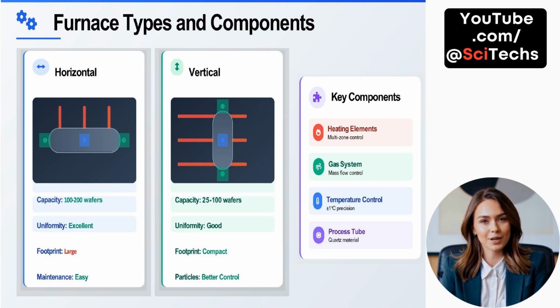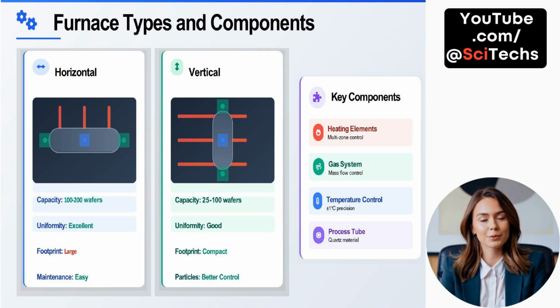Horizontal furnaces offer higher capacity, accommodating between 100 to 200 wafers, and deliver excellent uniformity. Their large footprint makes them more space-consuming, but they are relatively easy to maintain. In contrast, vertical furnaces handle smaller batches of 25 to 100 wafers, but offer a more compact design, making them suitable for clean rooms with space constraints. Vertical systems also provide better particle control, which is vital for yield enhancement in advanced nodes.